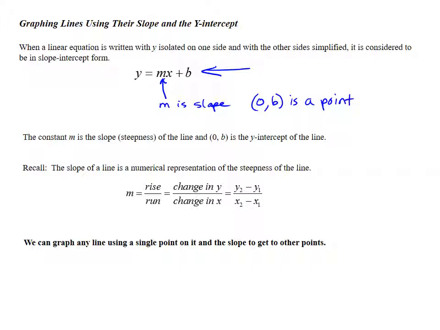So what we're given when we have this equation written this way is the steepness of the line and a particular place where the line goes through, in particular the y-intercept. This can make graphing a line really quick. So again, slope is the steepness, and then the y-intercept is giving us a point. Now let's recall what slope does.